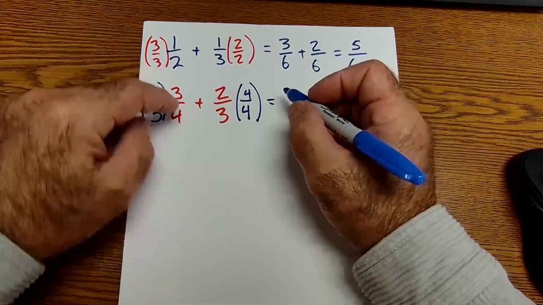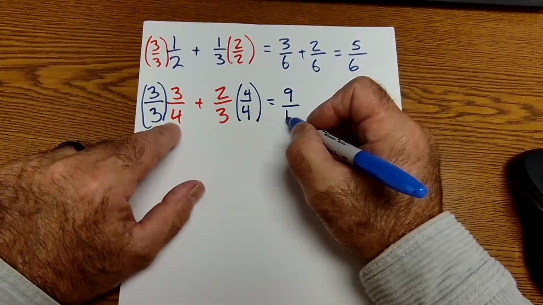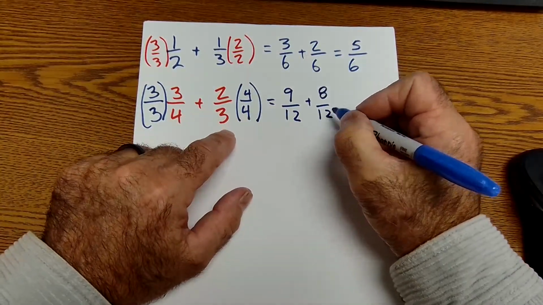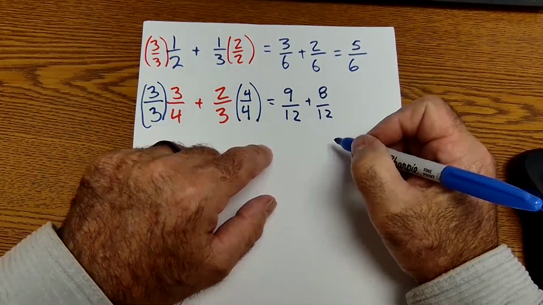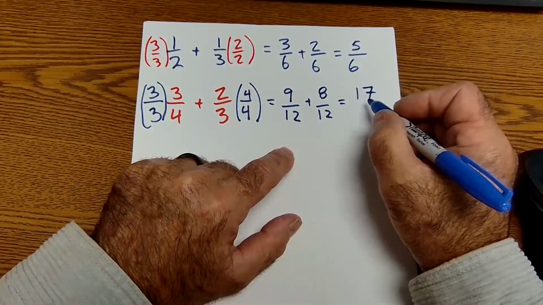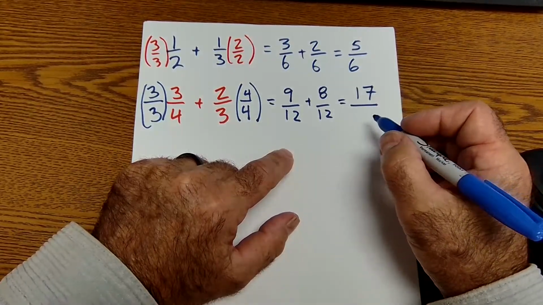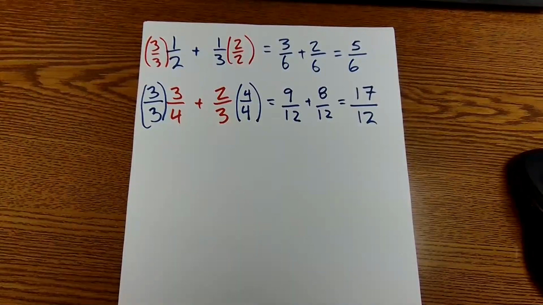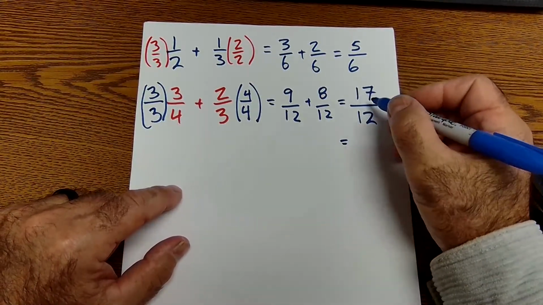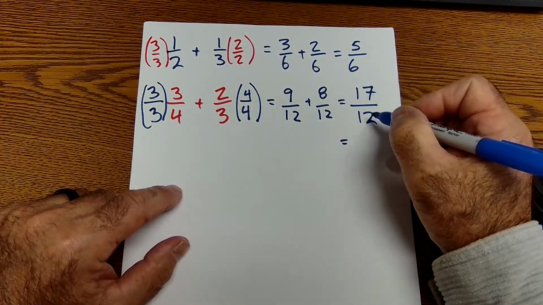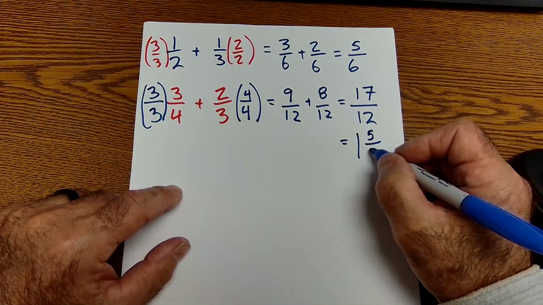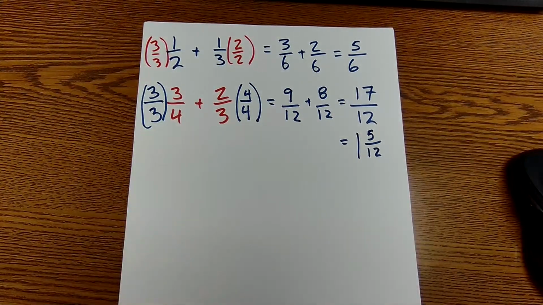Now my first fraction is 3 times 3, 9, over 3 times 4, 12. Plus 2 times 4, 8, over 12. I have that common denominator. Now that I have that common denominator, I add across the top. 9 plus 8 is 17. And I keep that bottom number the same. So my final solution is 17/12. Or I could turn that into a whole number and a fraction after it. 12 goes into 17 one time with 5 left over to give me 1 5/12.